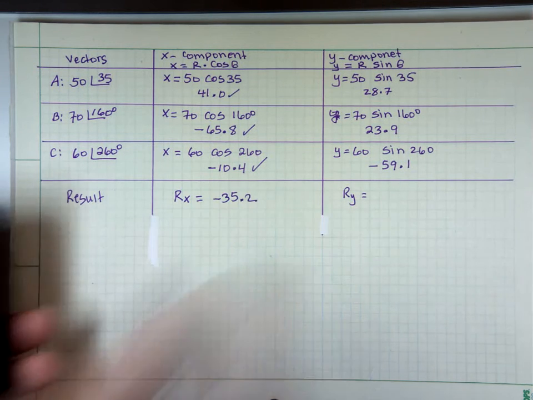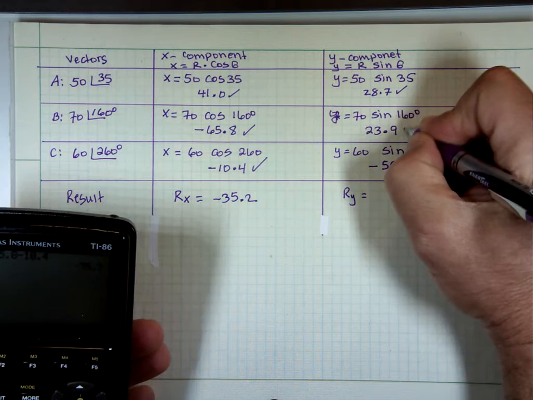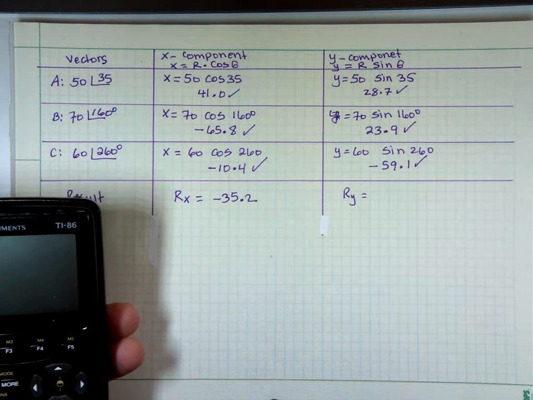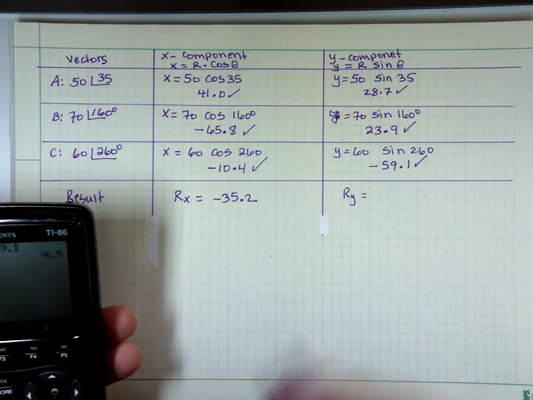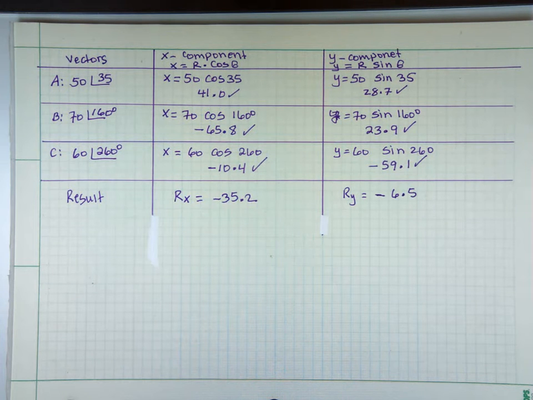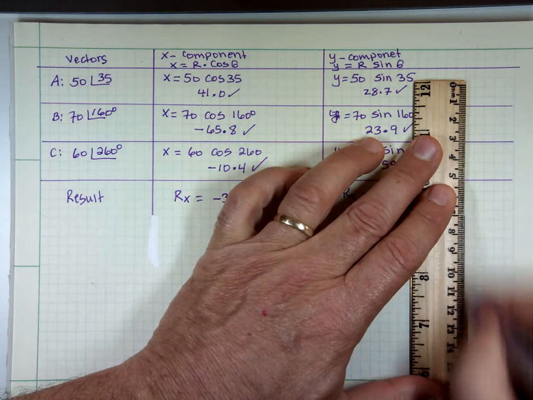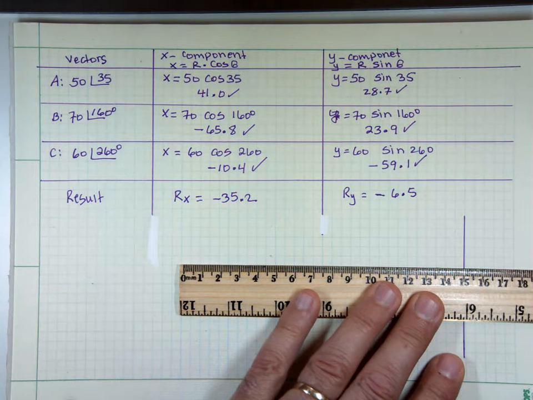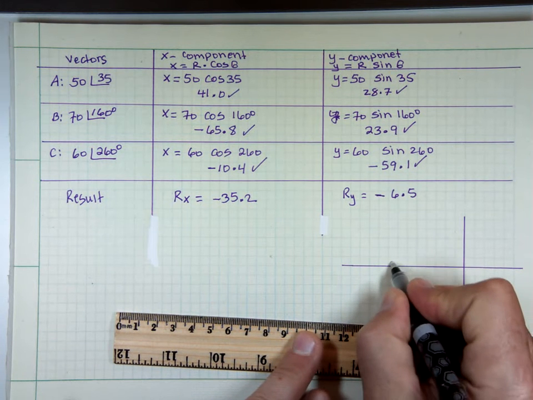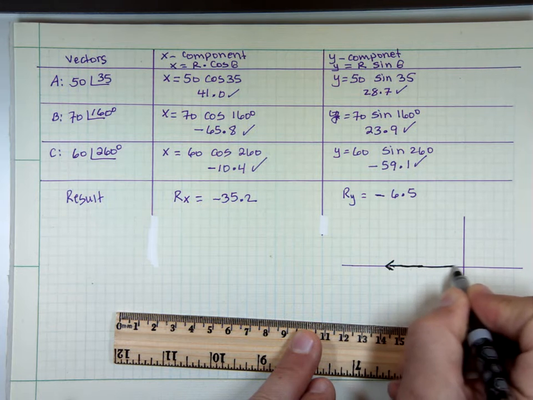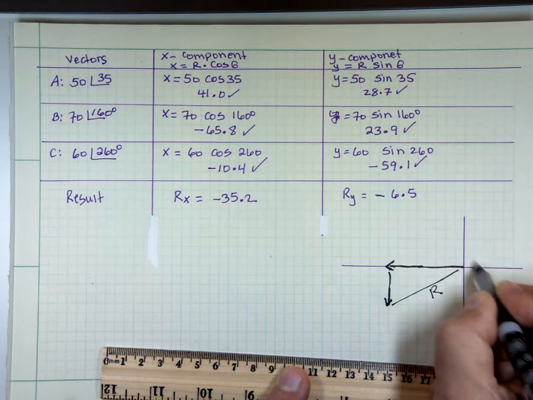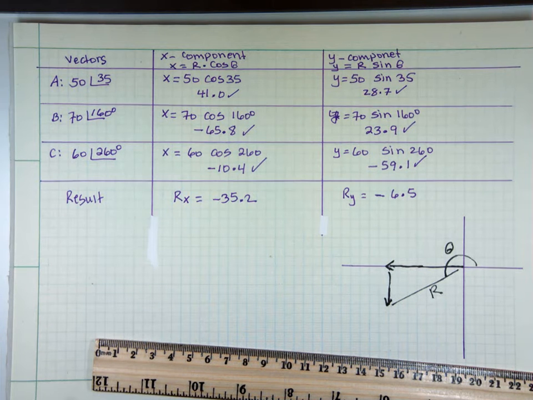The result in the y direction, we add these three numbers. Negative what? 6.5. Now just quickly, if I was to graph them just to see which quadrant I'm in. What do we know? We know x is negative, right? What else do we know? Y is negative. So which quadrant are you in? We are in quadrant what? 3. You have to add 180 degrees to your answer, to theta.